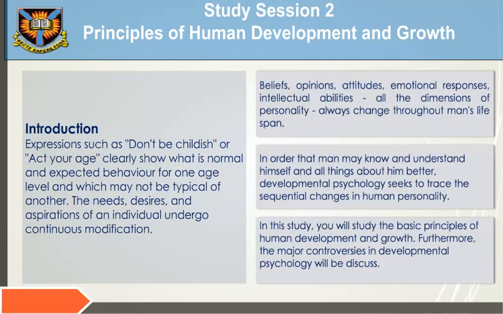Introduction. Expressions such as "don't be childish" or "at your age" clearly show what is normal and expected behavior for one age level and which may not be typical of another. The needs, desires, and aspirations of an individual undergo continuous modification. Beliefs, opinions, attitudes, emotional responses, intellectual abilities, all the dimensions of personality always change throughout man's lifespan.